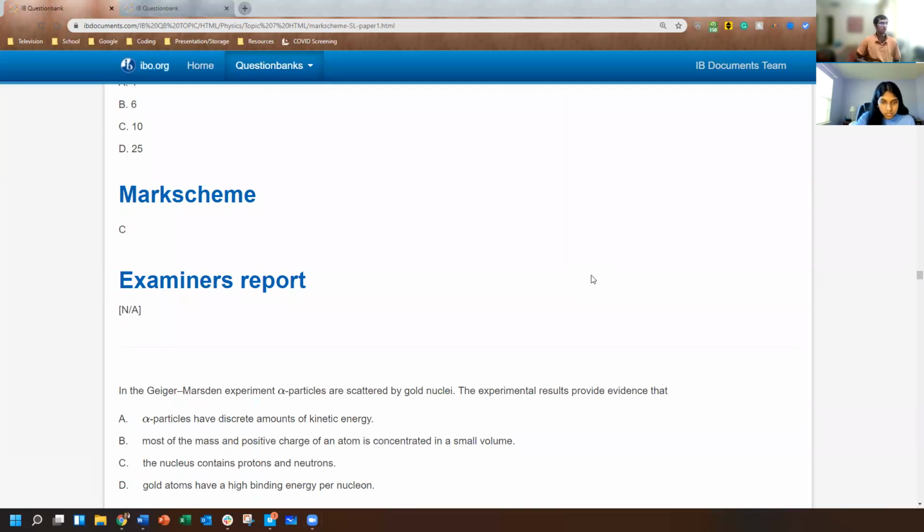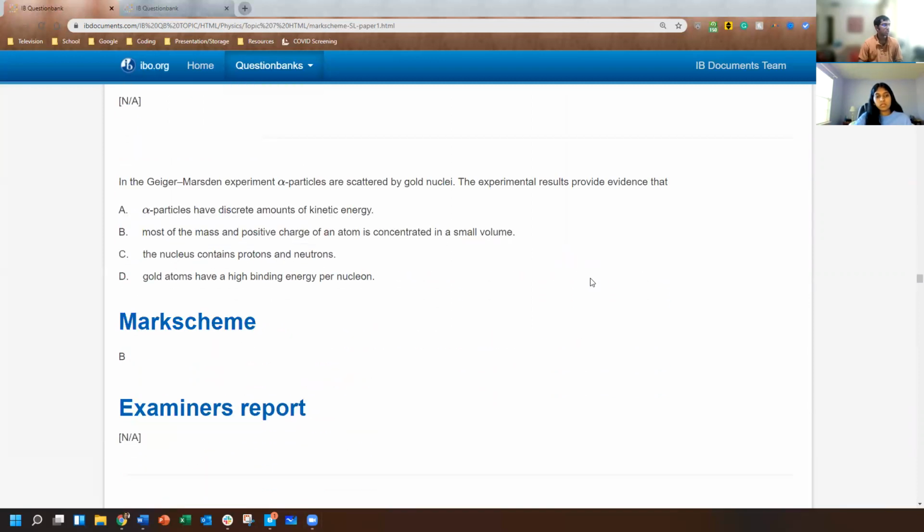Geiger and Marsden: alpha particles are scattered by gold nuclei. Experimental results provide evidence that... B. That's just by definition.